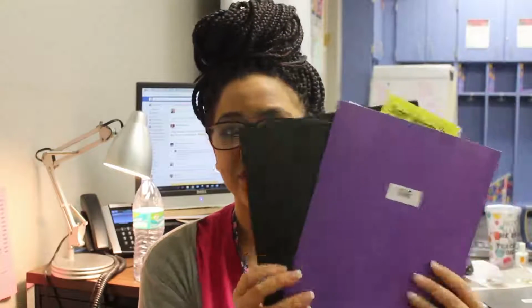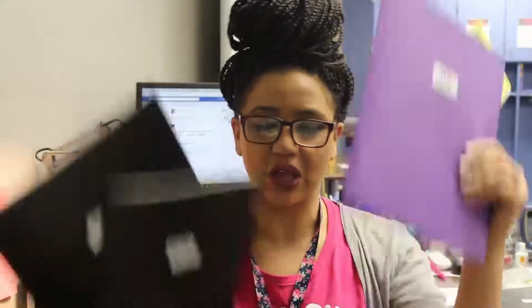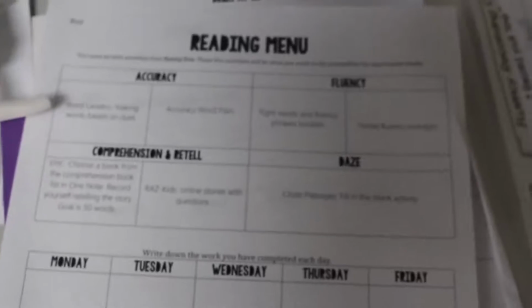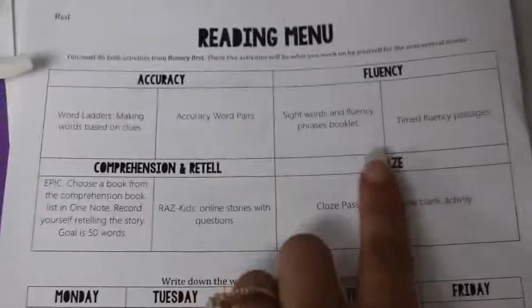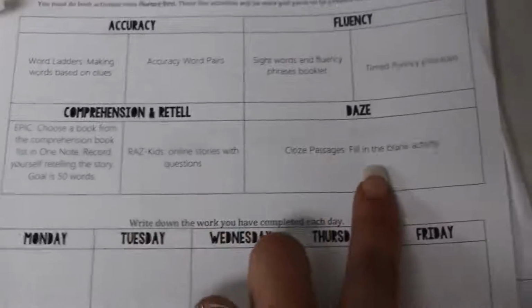For my tier time, I do reading menus, and each menu is differentiated for what that student needs. I have here 3 different folders from 3 different students, and it's a good reflection of the different levels I have in my classroom. I have some high, medium, and lows. So let's look at what I do. This is what their reading menus look like. There are different skills that they are working on: accuracy, fluency, comprehension, and retell in days.